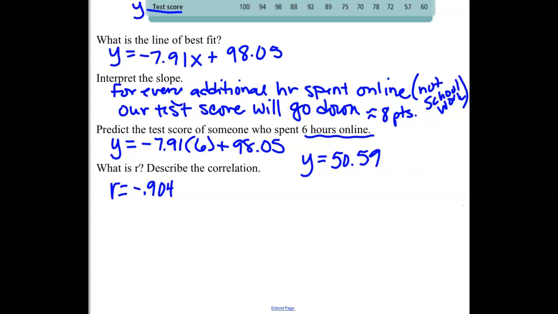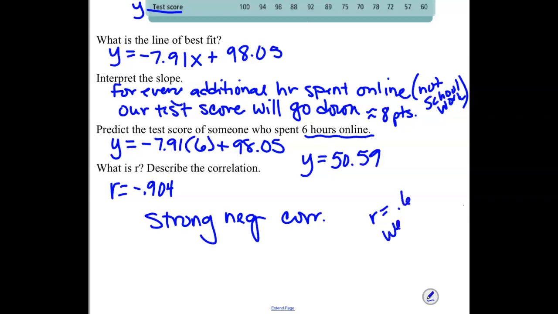Again, because our correlation here is a negative value, we would say it's a negative correlation. Because it's close to -1, we're going to say it's strong. So strong negative correlation. If you had gotten something like R equals, say, 0.6, I would say that's a pretty weak positive. A negative 0.6 would be a pretty weak negative correlation.